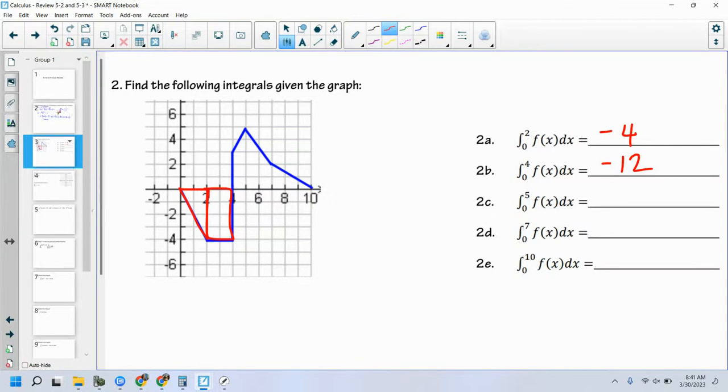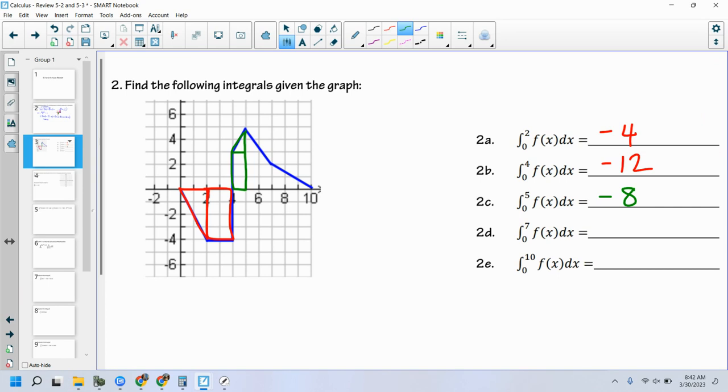Cumulative. Keep adding on. 0 to 5, looks like I've got to add on this chunk, that little trapezoid-looking thing. But a trapezoid is just a triangle and a rectangle. So it looks like I got 3 boxes plus this triangle here, a 2 by 1 triangle. So 1 unit, right, 1 unit. So 3 plus 1 is 4. Now I'm adding a positive, so I'll go back to negative 8. Going up.